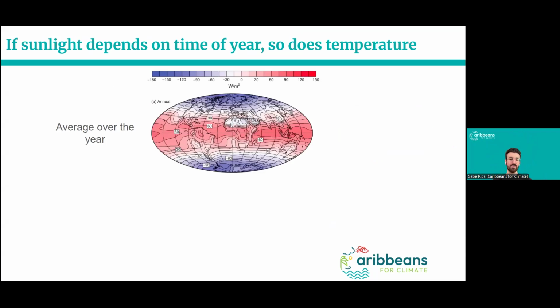So, like I alluded to, if sunlight depends on the time of year, temperature is naturally going to follow. Taking a look at this net radiation over the course of a year, what you can see here is a distribution throughout the globe, where at low latitudes around the equator, you have the largest values of net radiation, reaching about 150 watts per meter squared. But as you move out toward the poles, this actually becomes negative. This also does change a lot over the course of the year.